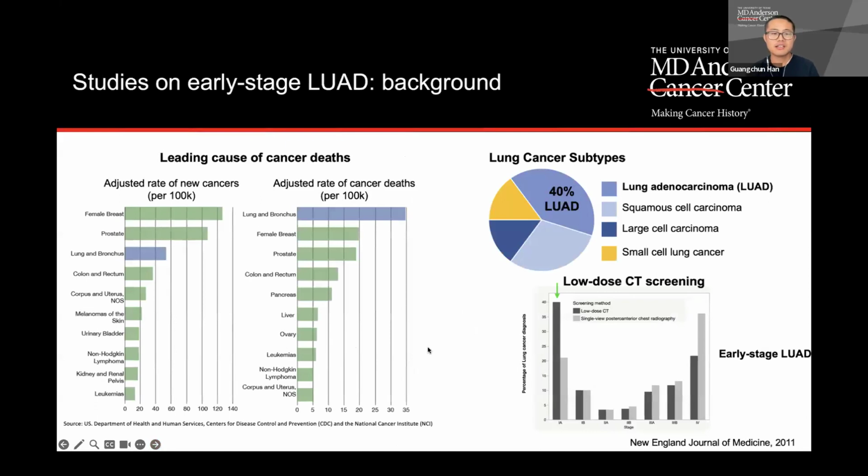At the very beginning, I want to give you a brief background of this study. As we know, lung cancer is still the leading cause of cancer deaths, and with the gradual application and availability of the low dose CT screening method, more and more patients are diagnosed at a relatively early stage. This situation creates an urgent need for us to gain a deeper understanding of what's going on within early stage lung adenocarcinoma patients. So that's the brief background of this study.